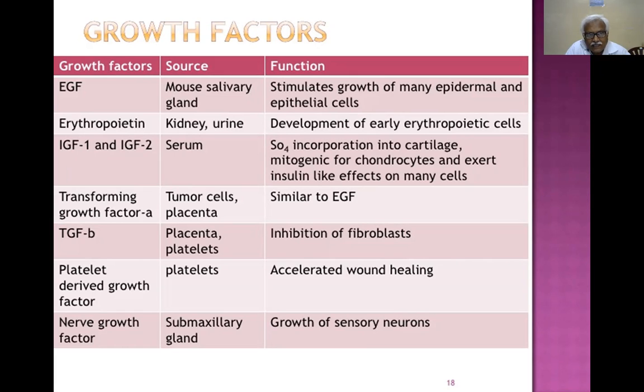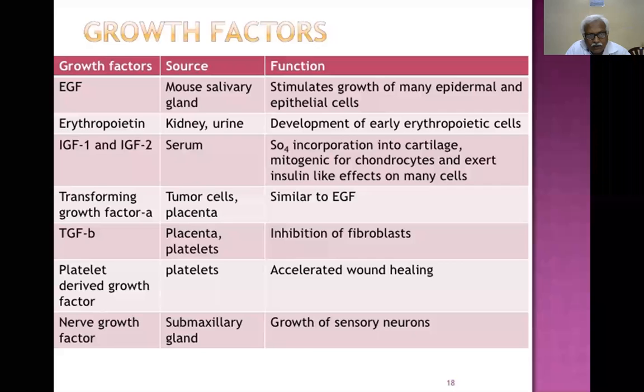So next is transforming growth factor alpha. That is derived from tumor cells and placenta. The function is similar to EGF. It stimulates the growth of many epidermal and epithelial cells. And TGF-beta, the source is placenta and platelets. They inhibit fibroblasts. Platelet-derived growth factor is derived from platelets and they accelerate wound healing.